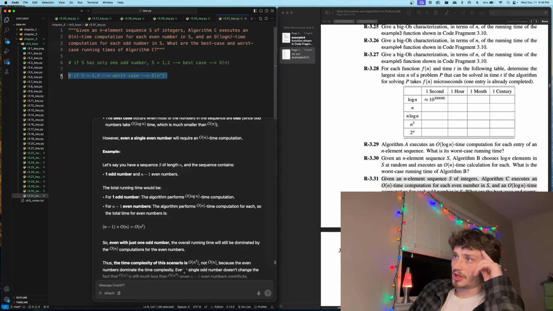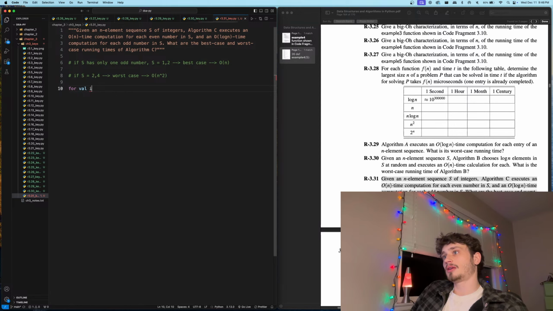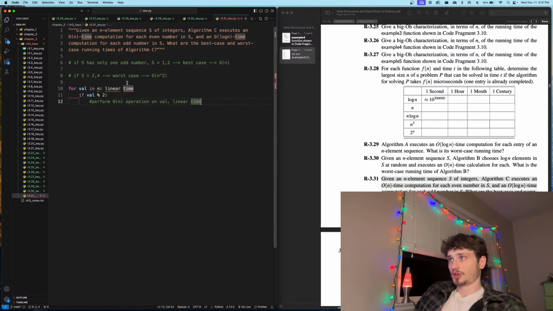No, the worst case would not be O(n log n). The worst case is n squared, right? Because if you have two even numbers, you have to go like this. You have to say for value in n, if value modulo 2, right? At this point you perform an O(n) operation on value. So you do a linear time thing here, and then you do another one here. So you would do O(n squared).